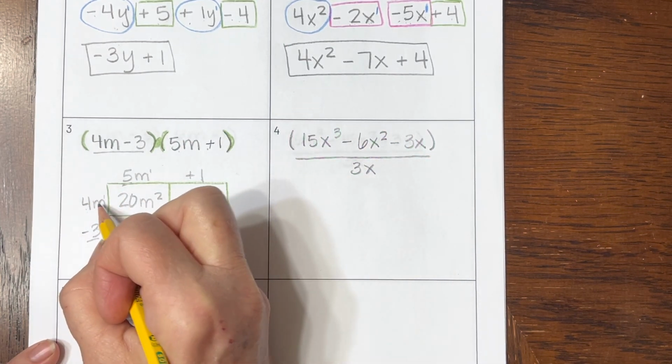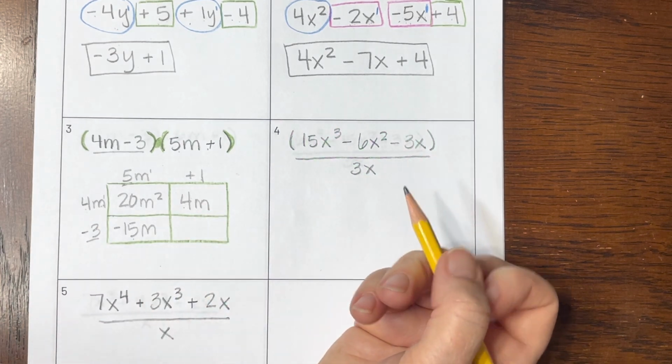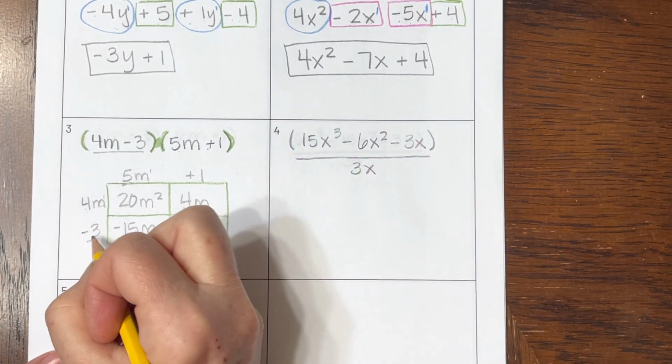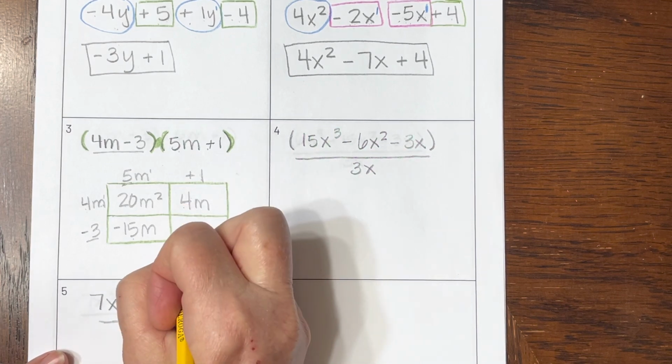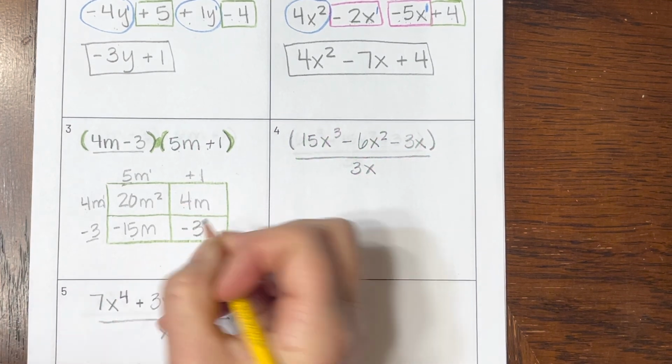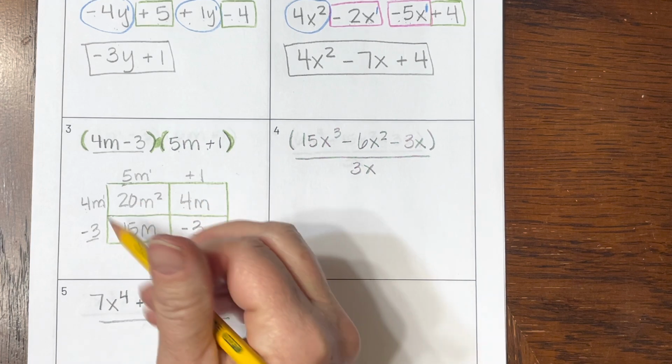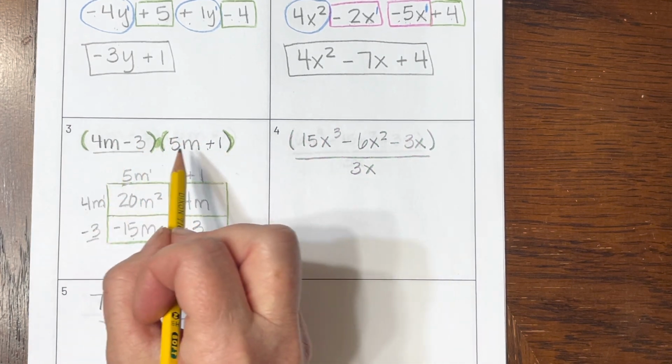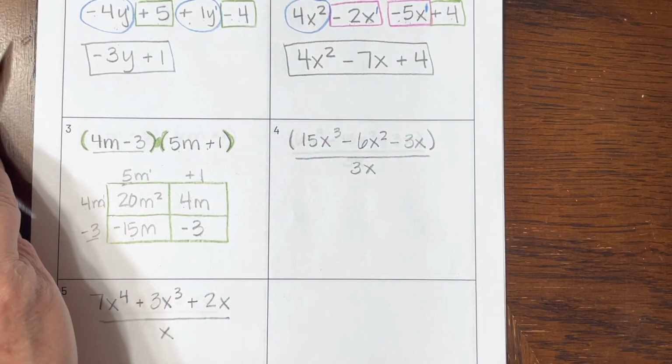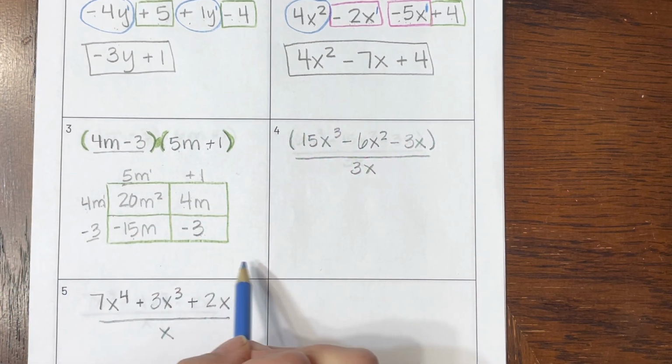And then notice again, I have 1m, so I'm going to leave the 1m. And my last box is -3 times a 1, so I have -3. So my multiplication is done. I have done all the work to multiply. And now I have to rewrite my answer.